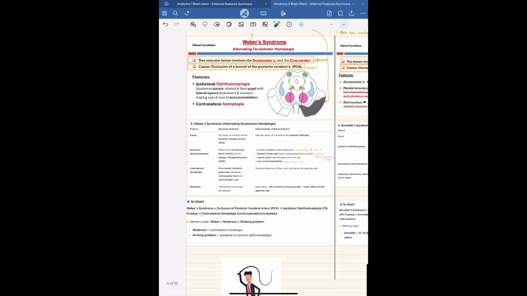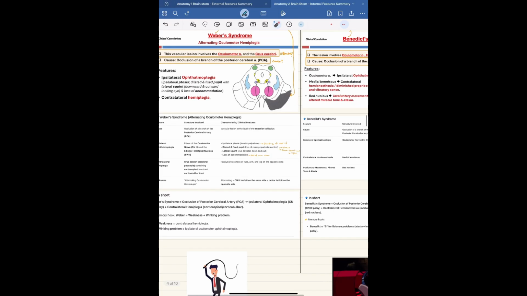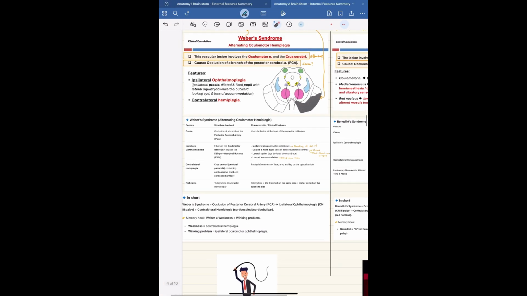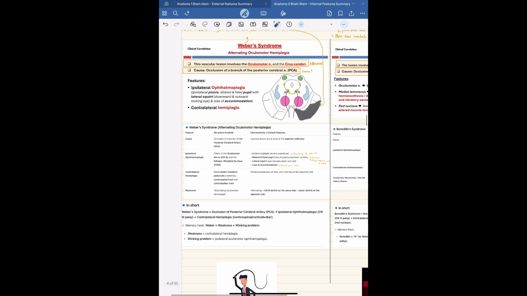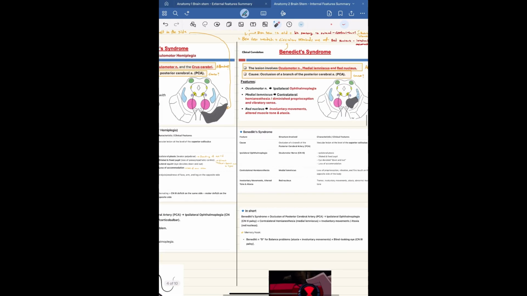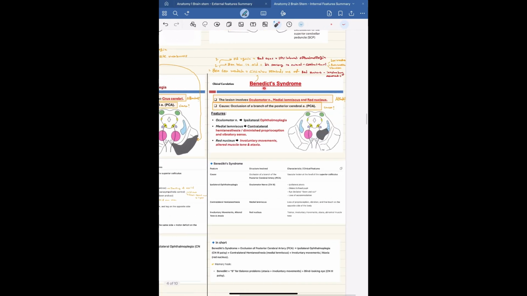Here I have attached some tables. By the way, if you see these tables, yes, I have generated them from AI with our references. So I worked on these to get a good reference for you to go through. Anyways, next is Benedikt syndrome. Benedikt syndrome, look here.